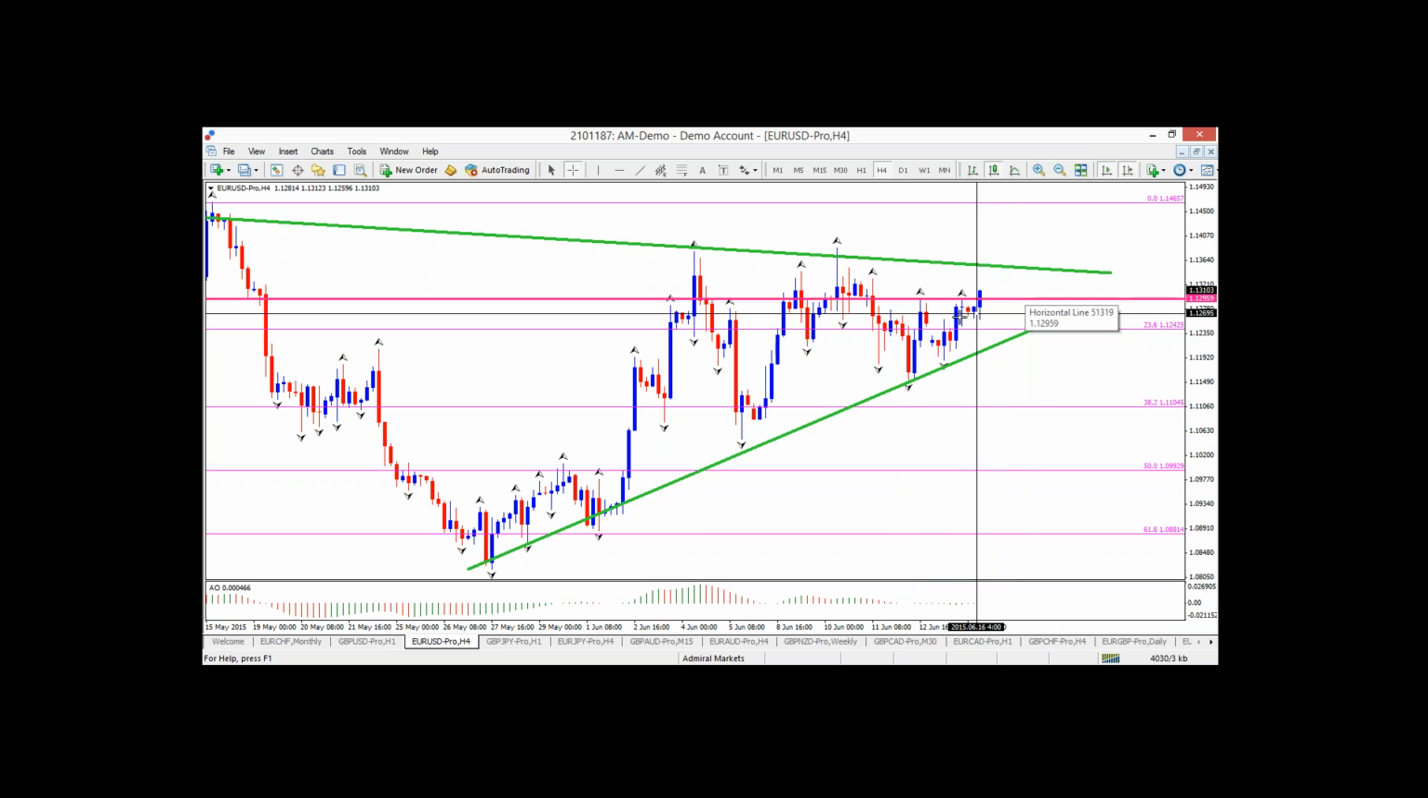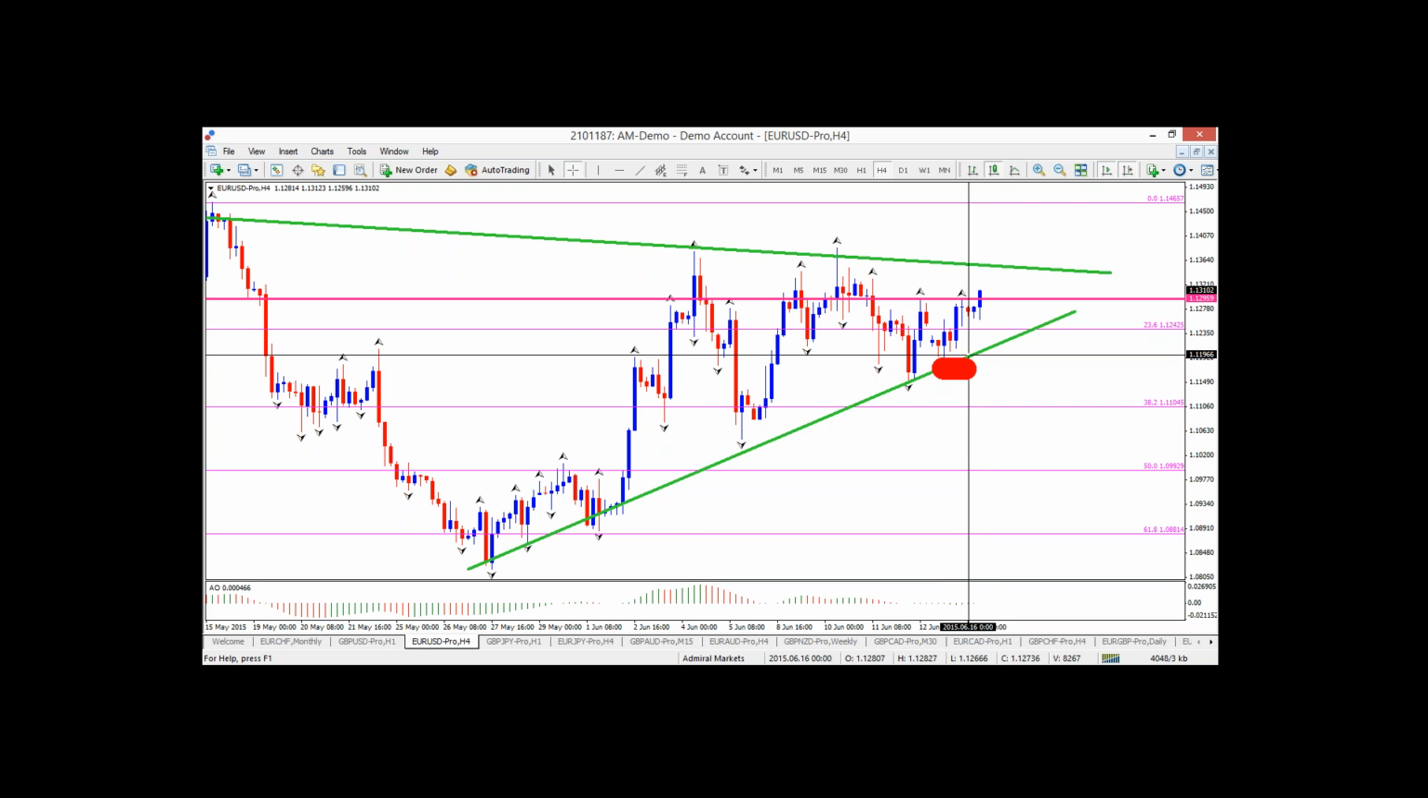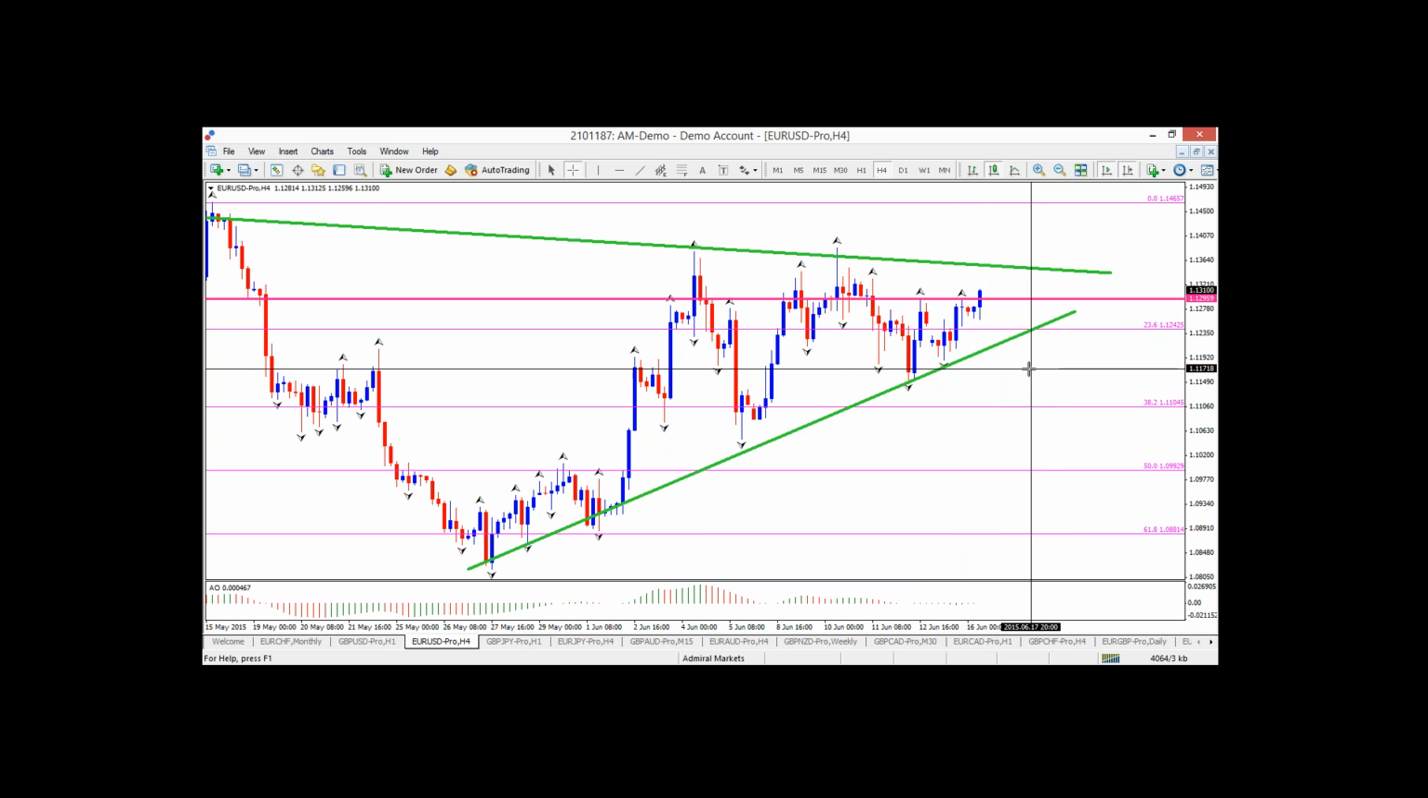Now I say could because technically it's breaking this 4-hour fractal, and that itself I think is already worth a lot. It is already a potential setup, a swing trade to the upside, just like that, with stop loss below the bottom, which is about 111.70. So it's about a 140 pip stop loss, which is typical for a 4-hour chart.